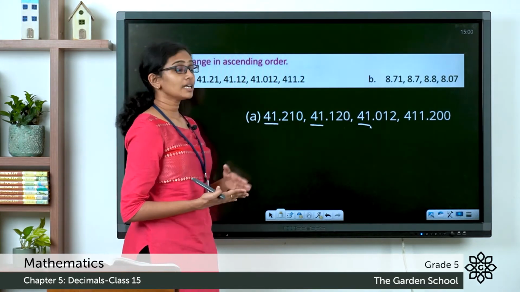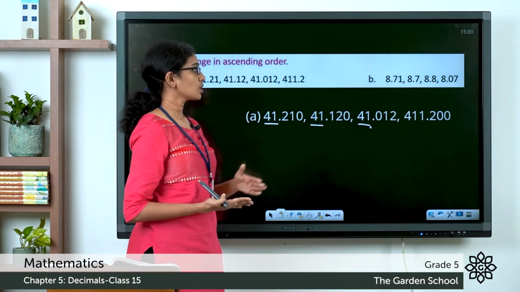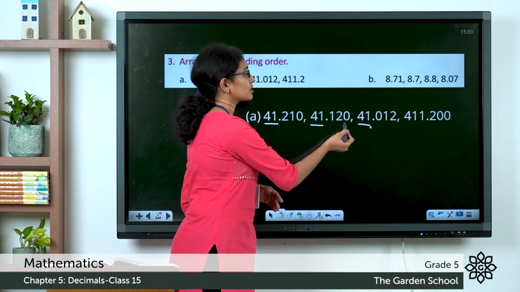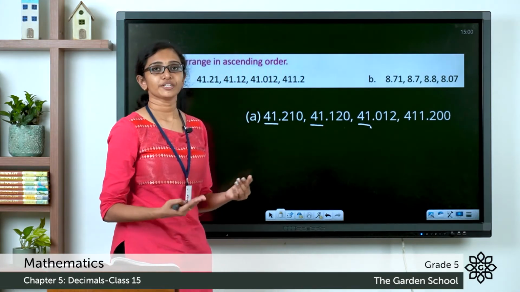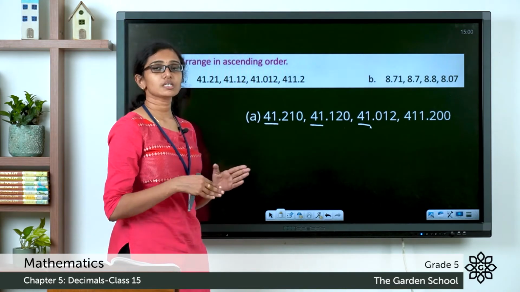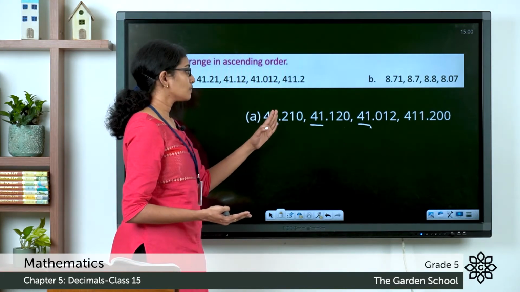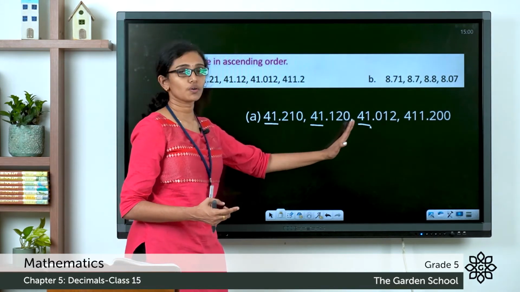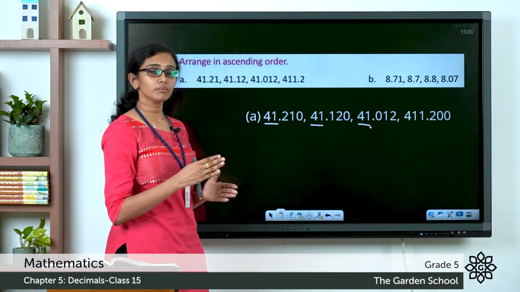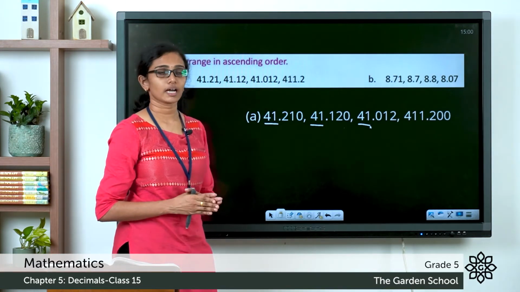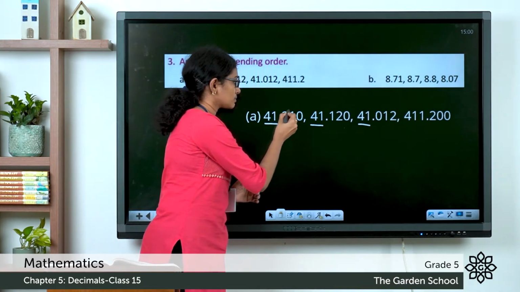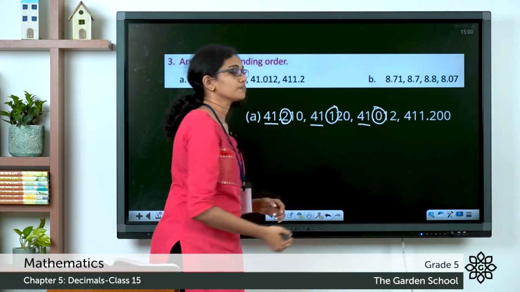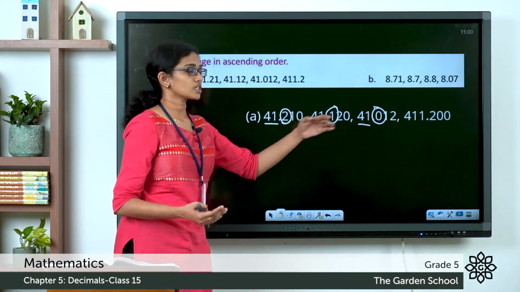Now let's look at the decimal part of the numbers which have the whole number part 41. Here you have 210, here you have 120 and here you have 012. You have to compare each digit one by one. You have to start from the first digit after the decimal point. Compare the first digit after the decimal point in each of these numbers. Then if they are the same, you compare the next digit and it goes on like that. So let's compare the first digit after the decimal point here. Here you have 2, here you have 1 and here you have 0. Which is the smallest? 0 is the smallest.